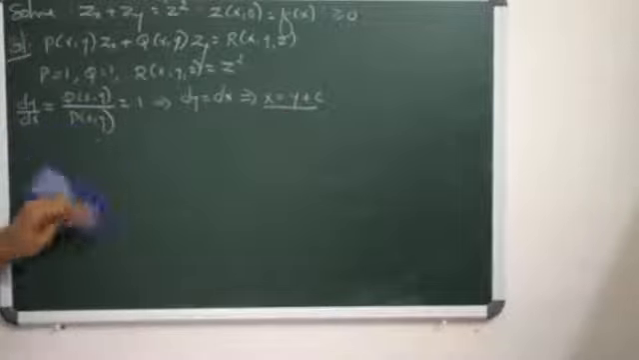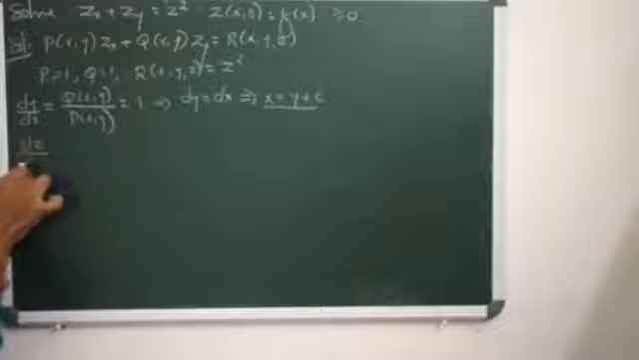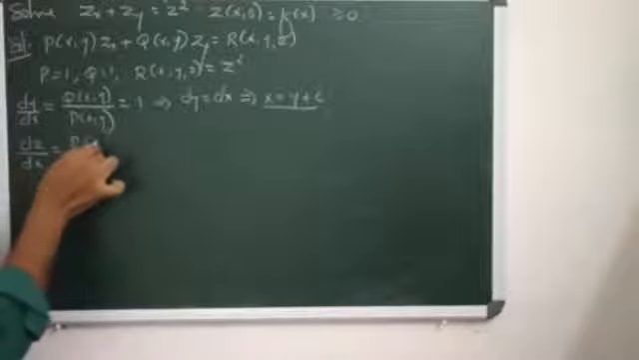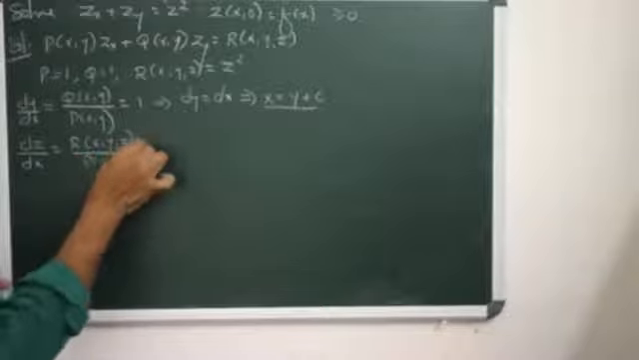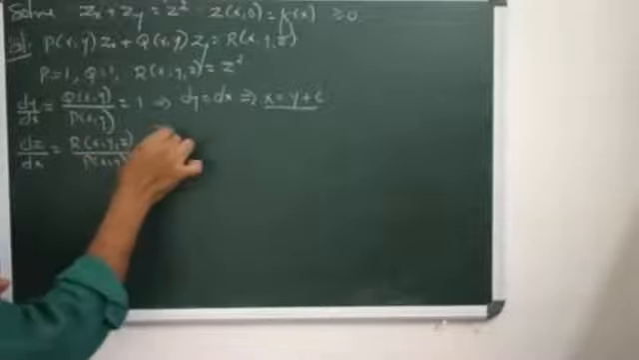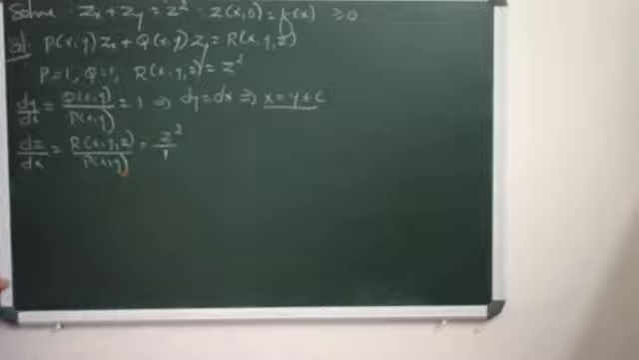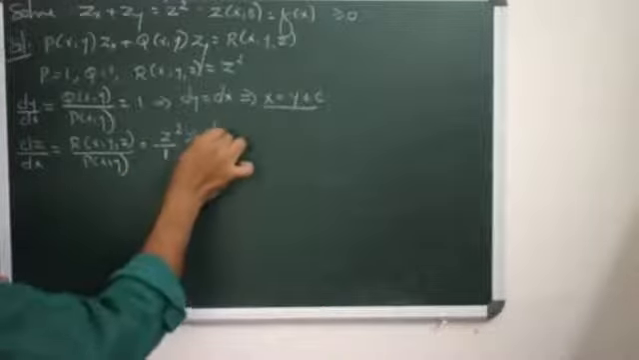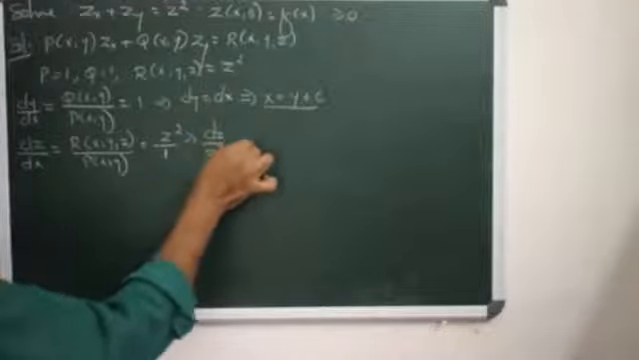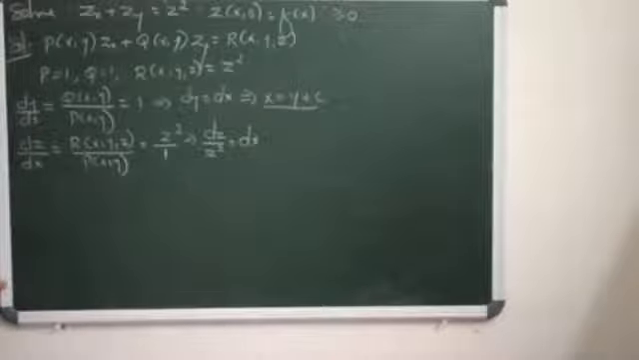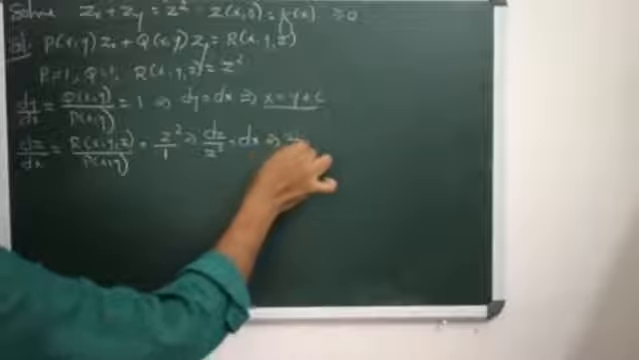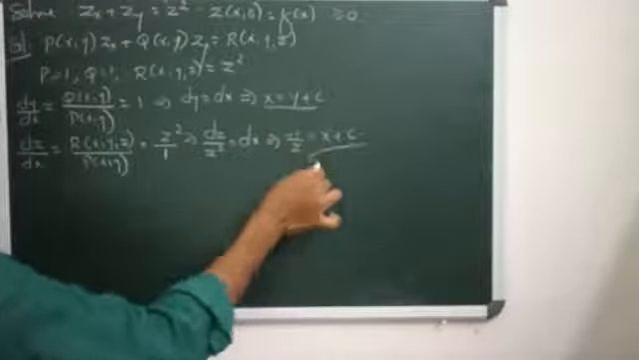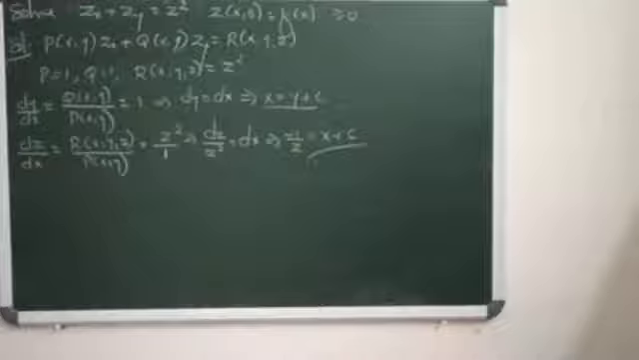Now, again, what is dz/dx? dz/dx is r(x,y,z) by p(x,y). What is r? z² by 1. So that means dz/z² = dx. Again, it is variable separable form. So on integration, that is -1/z = x + c.